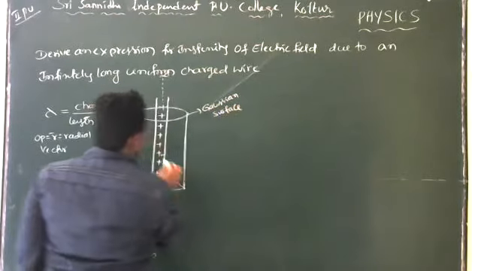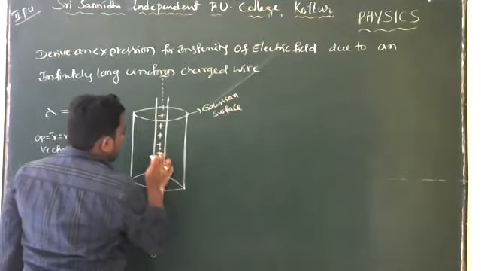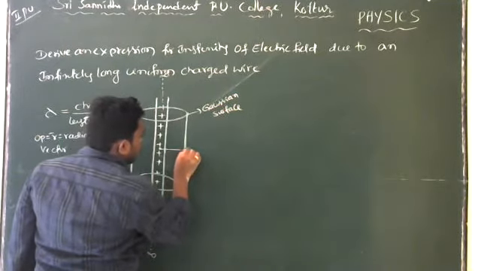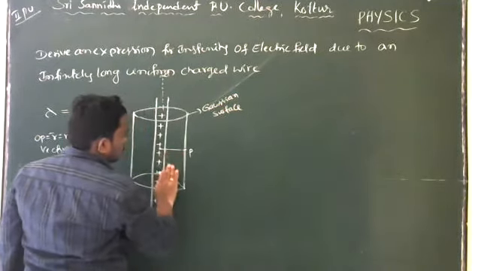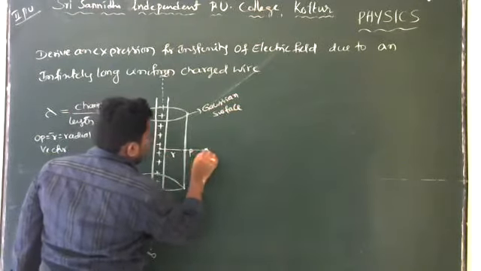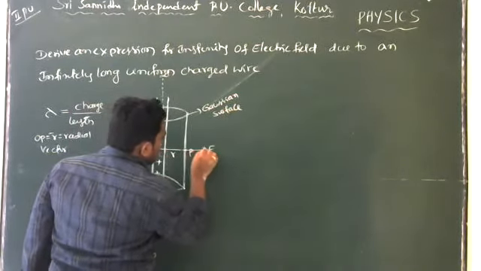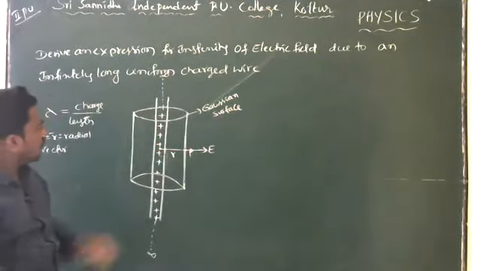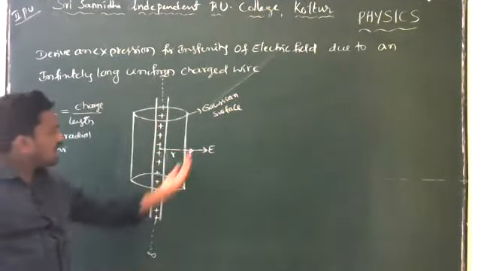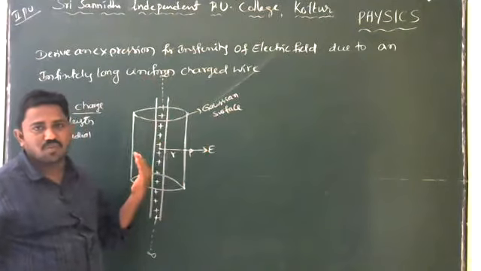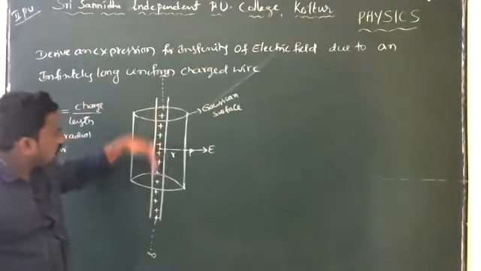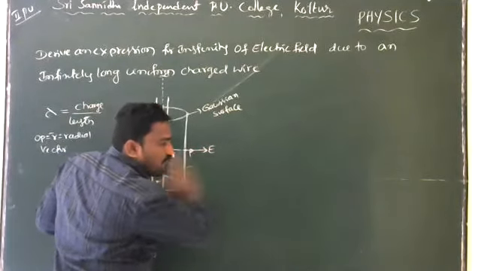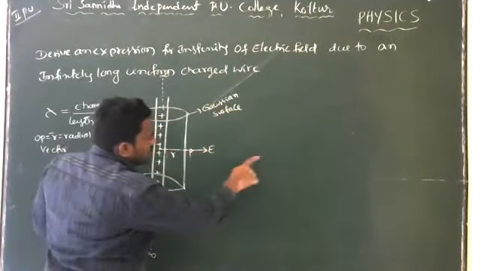Now, from the center of the wire to point P, at a distance r, the electric field at P is E. This is a positive charge, and the electric field is away from the positive charge. For a negatively charged wire, the electric field would be towards the charge. Since we are using a positive charge, the electric field is always radially outwards everywhere.